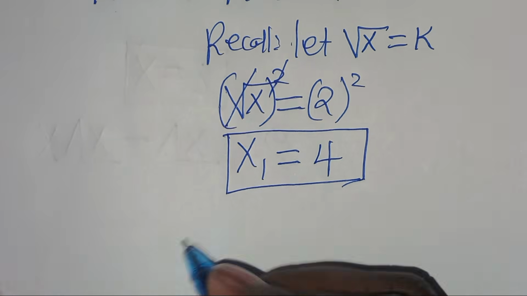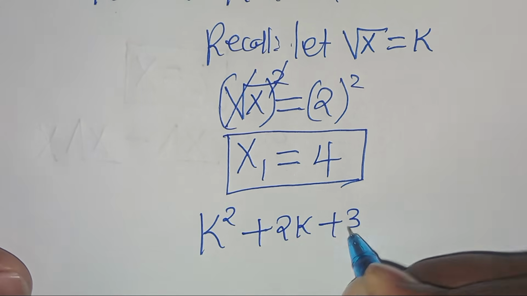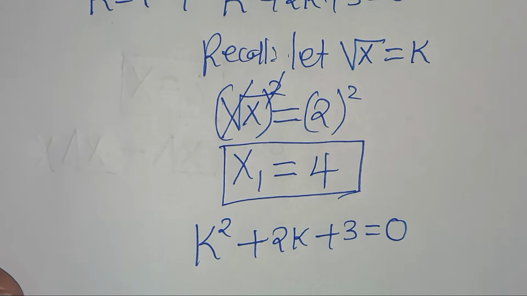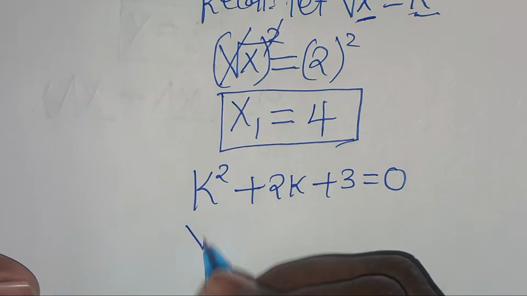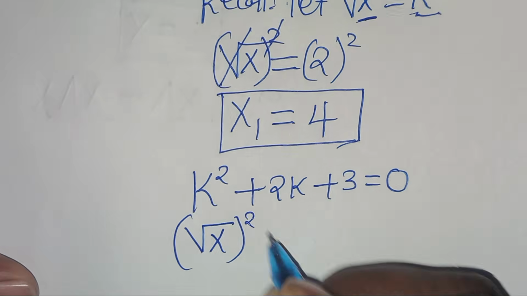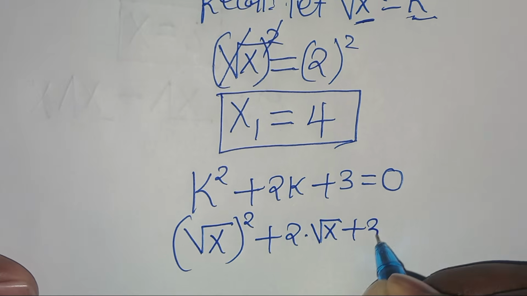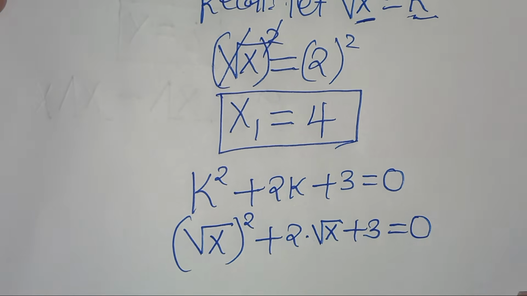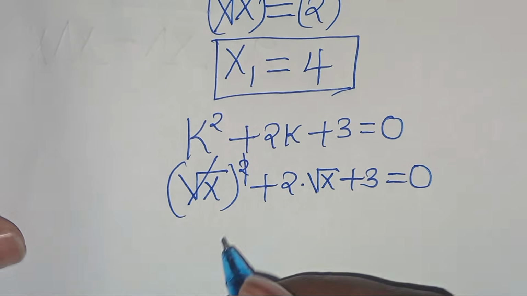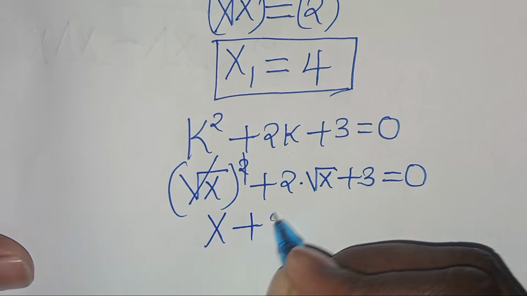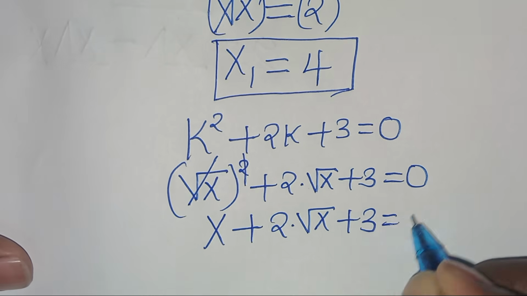Now we have that k squared plus 2k plus 3 is equal to 0. So let's substitute k with square root of x. So we have square root of x here raised to the power of 2, then plus 2 multiplied by square root of x, plus 3. This is equal to 0. Now we have square root of x to the power of 2. Let's eliminate the square root sign here. So this is x plus 2 multiplied by square root of x plus 3. This is equal to 0.